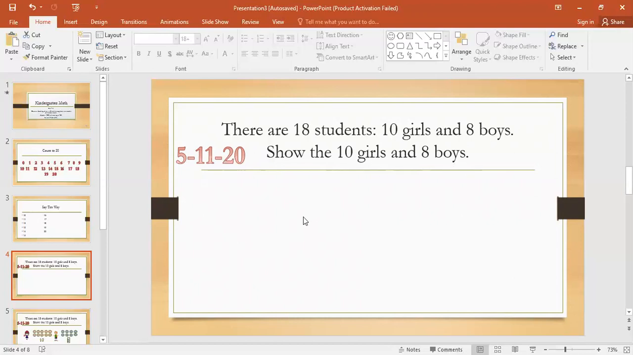So let's think about that. How many groups does that mean we need to have? 2 groups. Great job. So we will have 2 groups. One group of 10 girls and one group of 8 boys. So go ahead and take a few minutes and please show that picture using circles. Pause this video and come back and we will talk about that then.